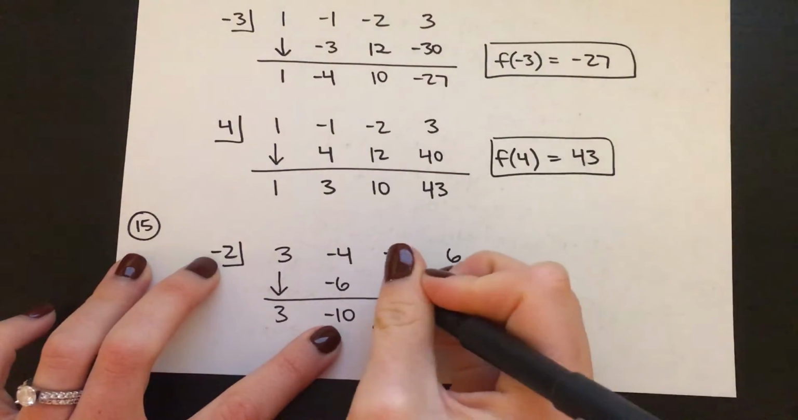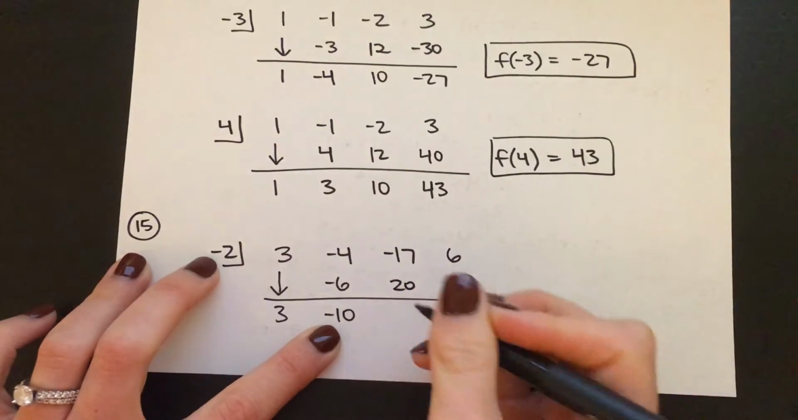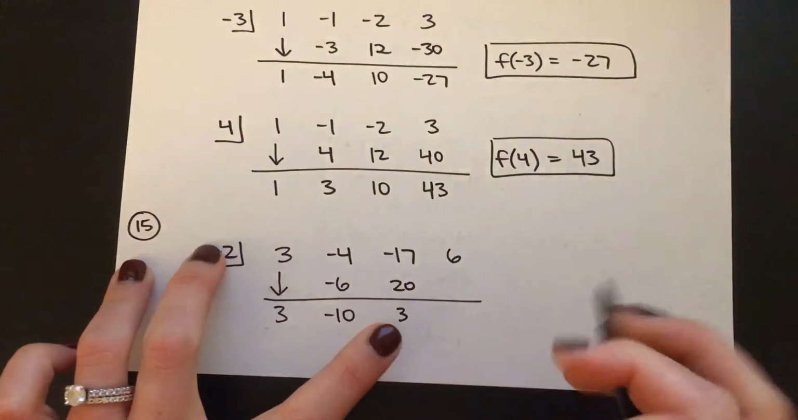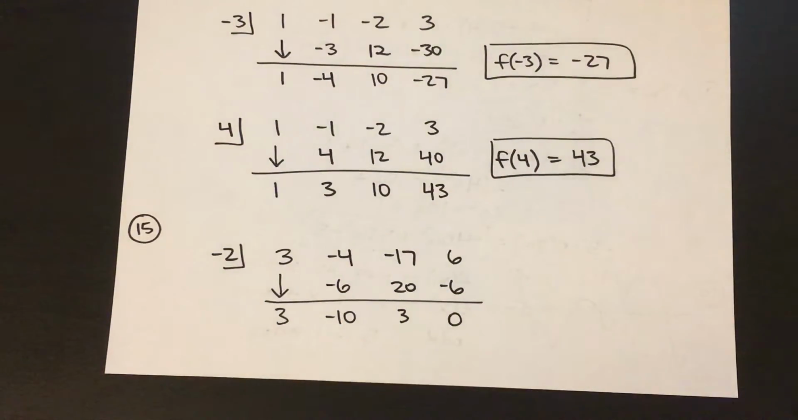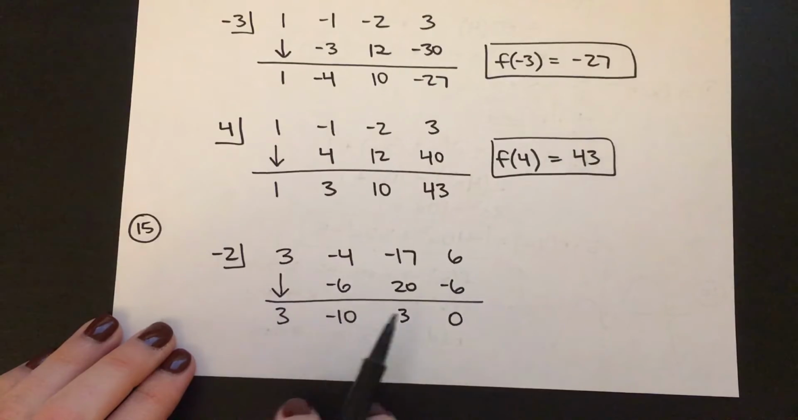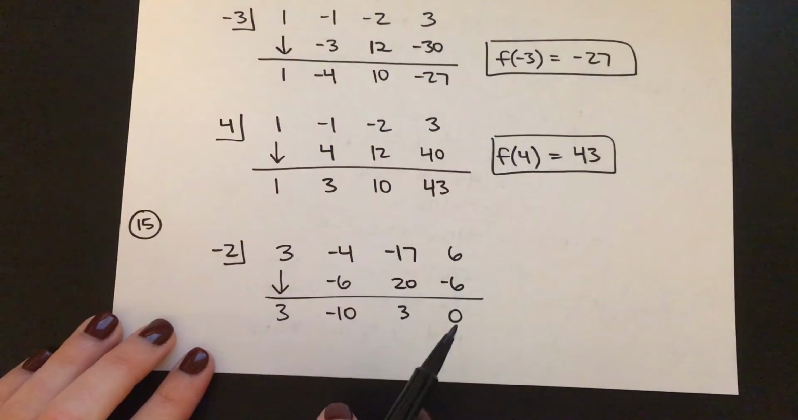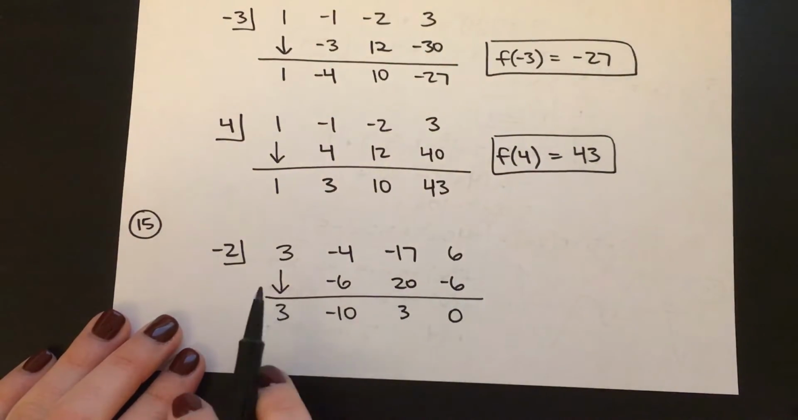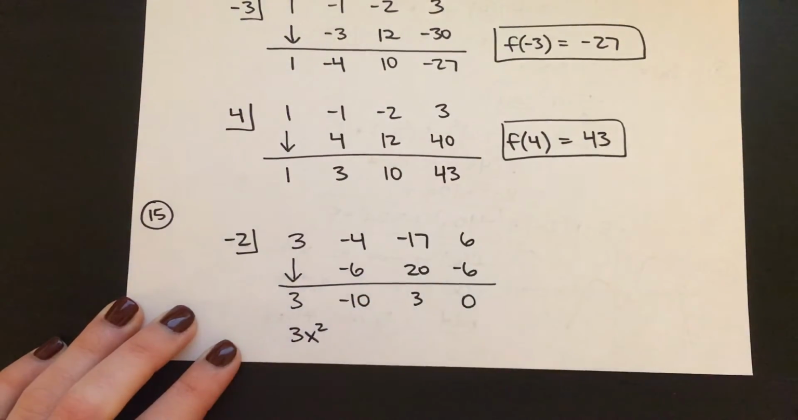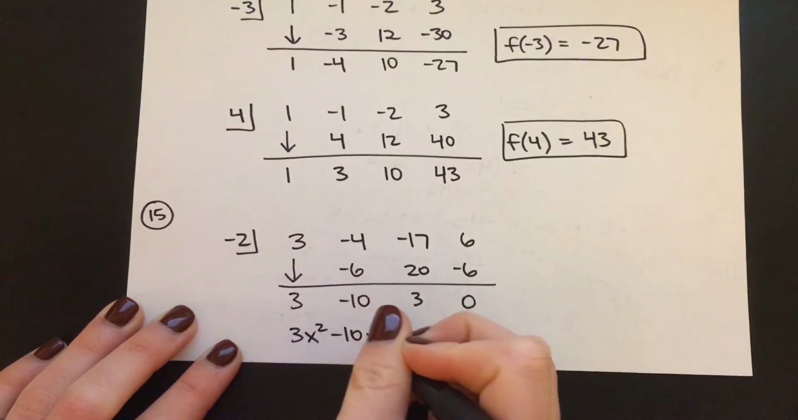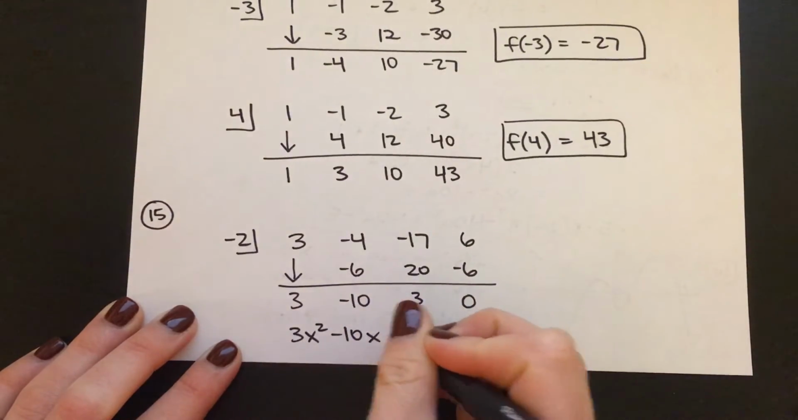Multiply these two, I get 20. Add the column to get 3. Multiply these two, I get negative 6. So my remainder is 0, which is exactly what should be happening, because what I'm trying to figure out here is what this leftover polynomial is. So remember, I started with an x cubed, which means this starts as an x squared. So I have 3x squared minus 10x, and then plus 3.